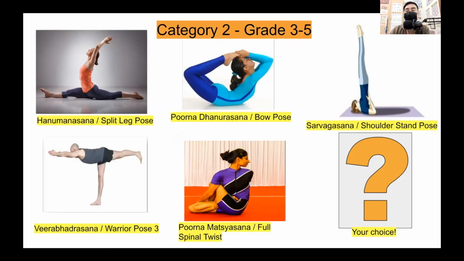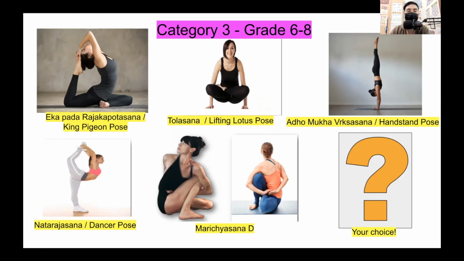Coming to grade 5, which is category 2, the difficulty is somewhat increased. This time we have more flexible asanas, more on extension of the body. We have split leg, bow pose, full twist. And I'm also giving them the free will to choose their own. Category 3 is for grade 6 to 8. Again, the level of difficulty here is really awesome. These are some of the asanas they can follow and choose.